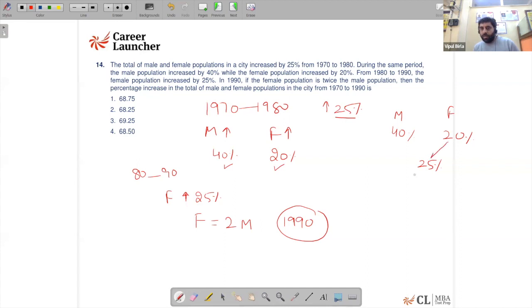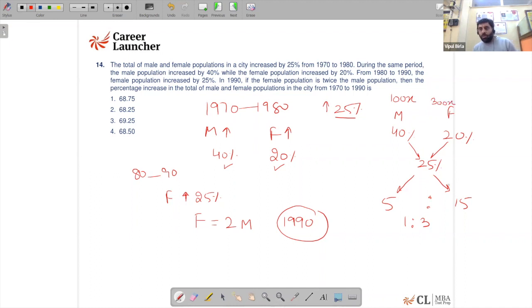So we can calculate 25 minus 20, that is 5, while this difference is 15. So I can straight away say 5 is to 15 is nothing but 1 is to 3. That means the male and female population before the increase of 40 and 20% respectively was in the ratio 1 is to 3. That means in 1970, if I assume the male population to be 100x, the female population will be 300x.